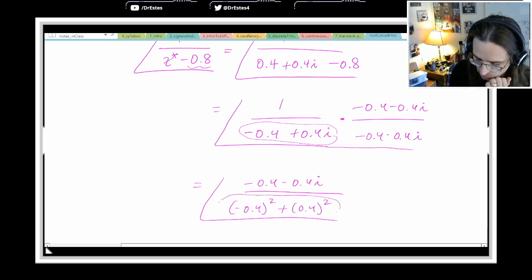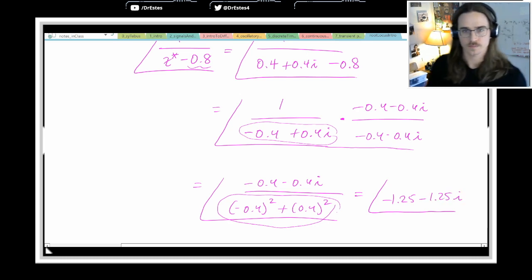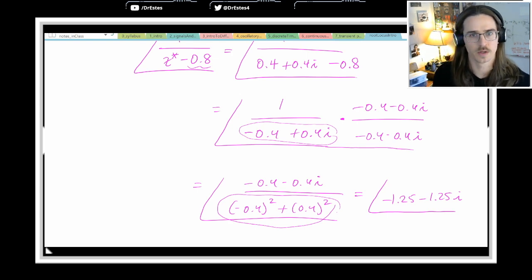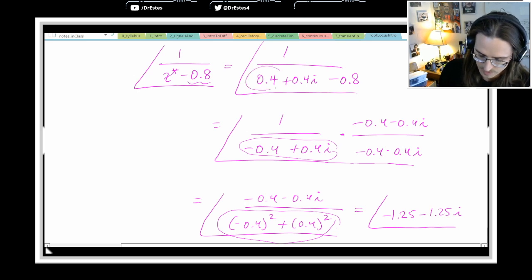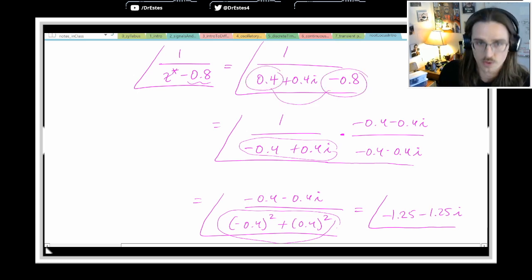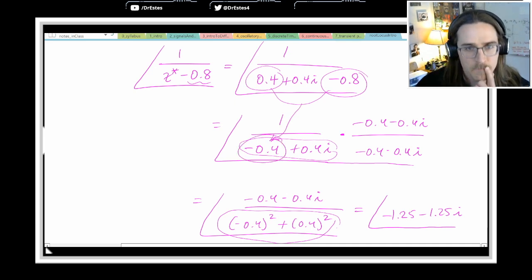So this will just evaluate to a real number. And if you go through the math, you're going to get minus 1.25 minus 1.25i. So where did the 0.8 go? Oh, okay, because I had 0.4 minus 0.8, and then it went into minus 0.4. That's where it went.